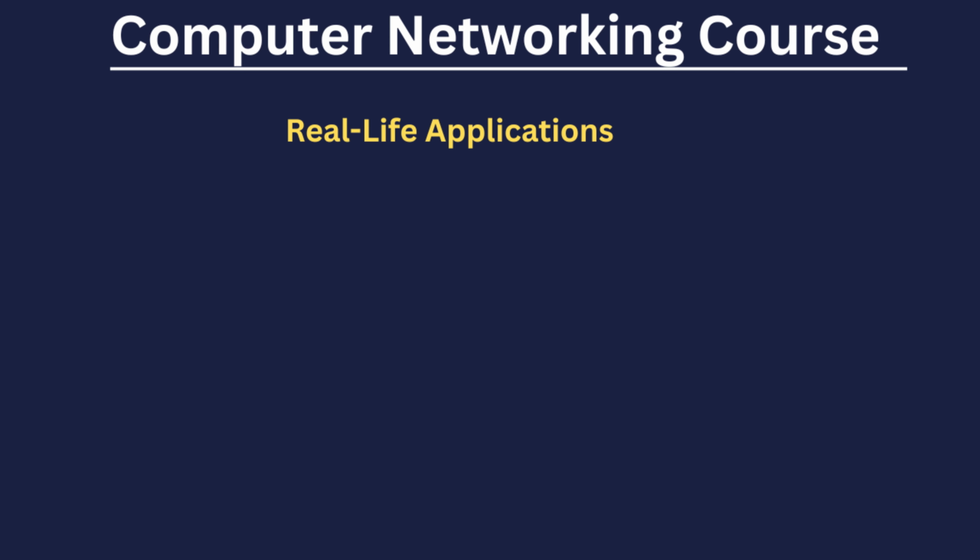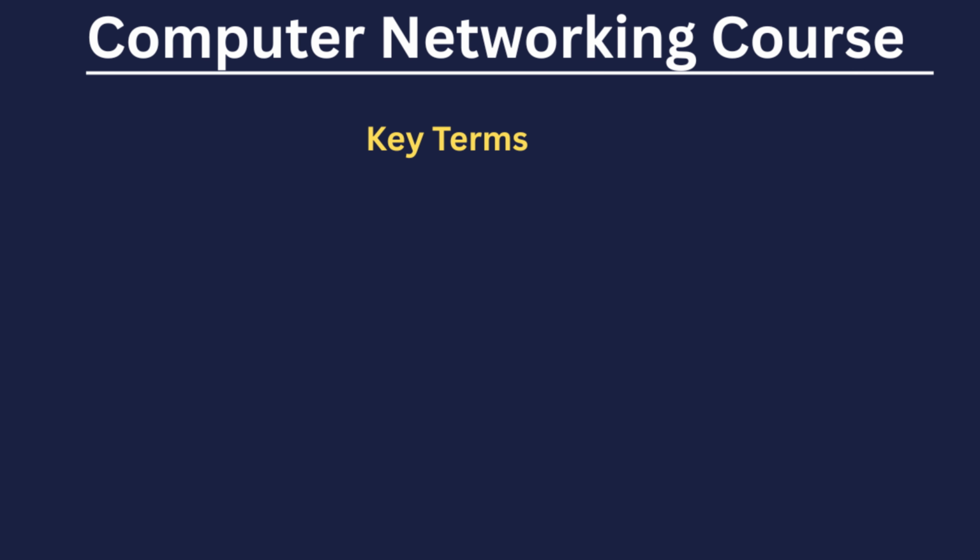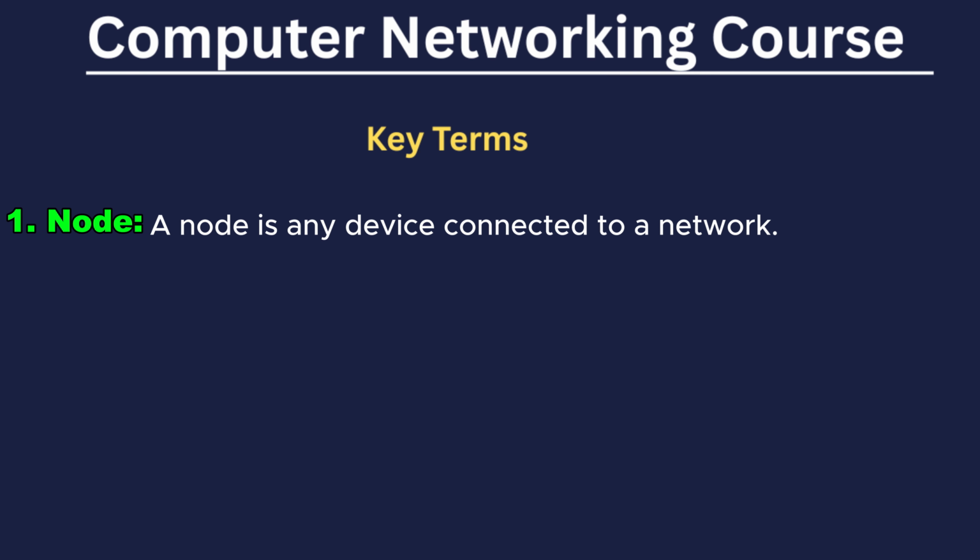Before we finish, let's review some important network terms. We'll start with number 1, which is a node. A node is any device connected to a network. Examples include computers, printers, routers, and servers. All of these we call a node.